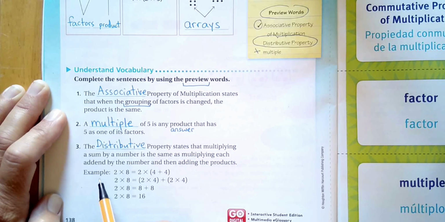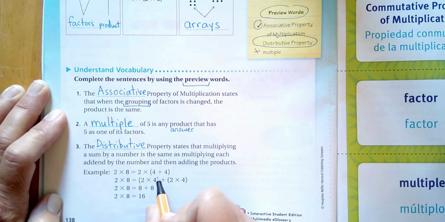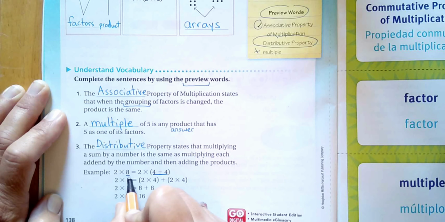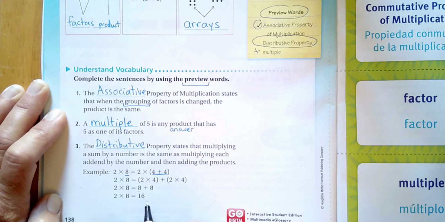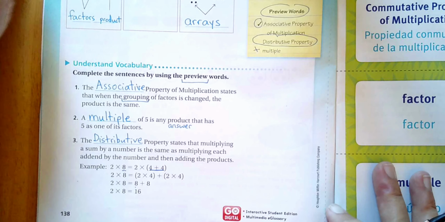But here's our example. 2 times 8 equals 2 times 4 plus 4. Now 4 plus 4 is the same thing as 8. We can break it apart. So we can take this 2 times 4 plus 4, and we can do 2 times 4 plus 2 times 4. And 2 times 4 gives us 8. So then we can add those two together to get 16. 2 times 8 is 16. So this concept is simpler here, but as you grow as a mathematician, you will see the distributive property will be helpful in your future math endeavors.